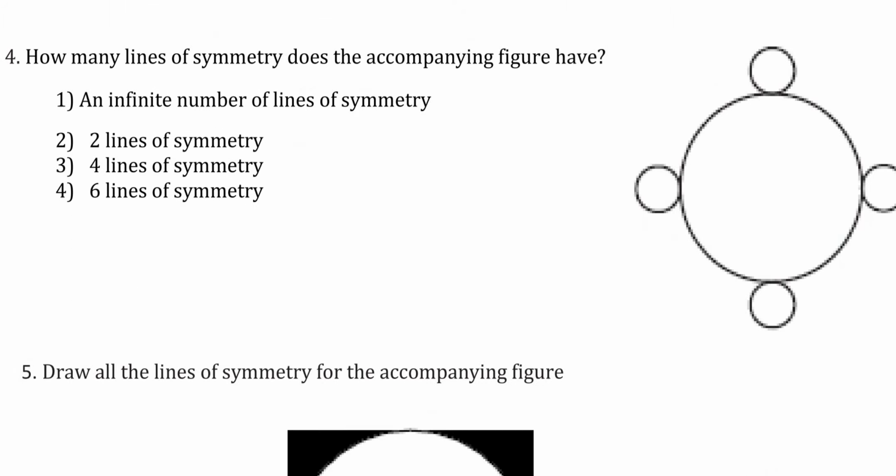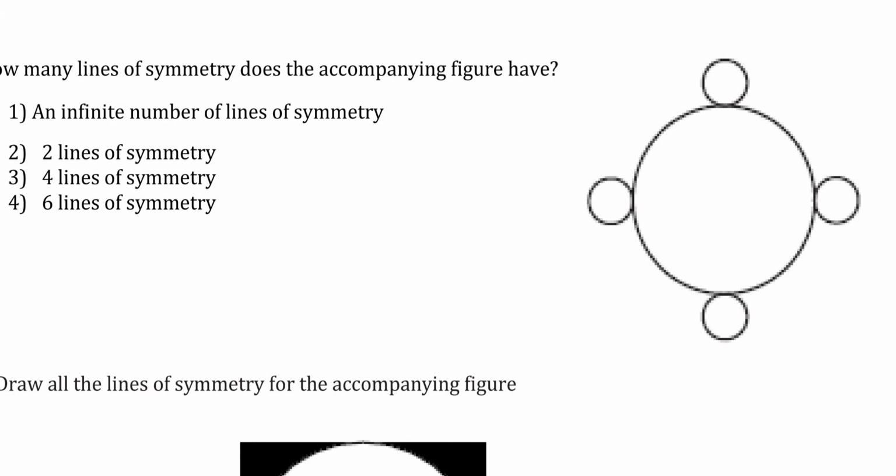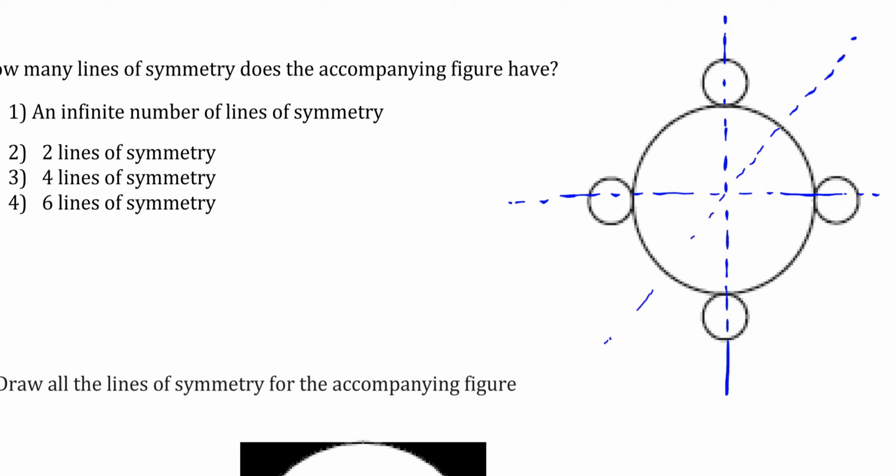Number 4 asks how many lines of symmetry does this figure have? So if I start just drawing them in, I have one that's going to connect or cut this in half that direction. I have one that'll connect in half in that direction. And then if I make this line of symmetry, the 2 little circles on the outside will kind of cover, and that line of symmetry. So in total I have 4 lines of symmetry.